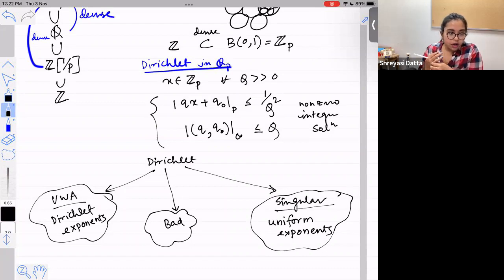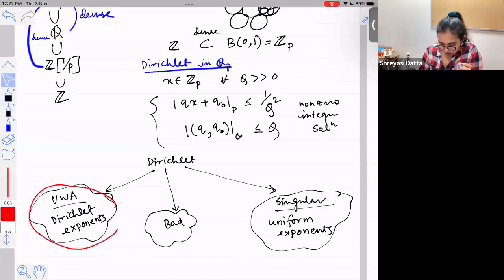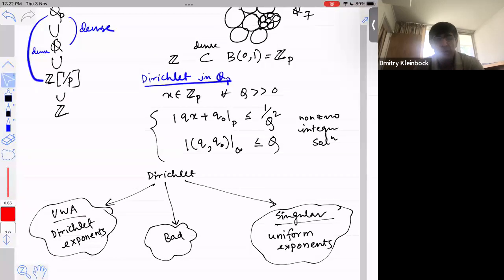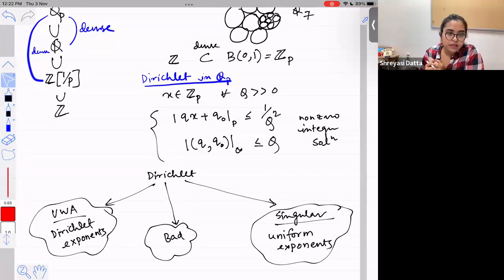For today's talk, I'm going to mostly talk about very well approximable vectors, and then I'll also talk about badly approximable briefly. But you're always saying vectors, so you want a high dimensional extension of your Dirichlet theorem. Yes.